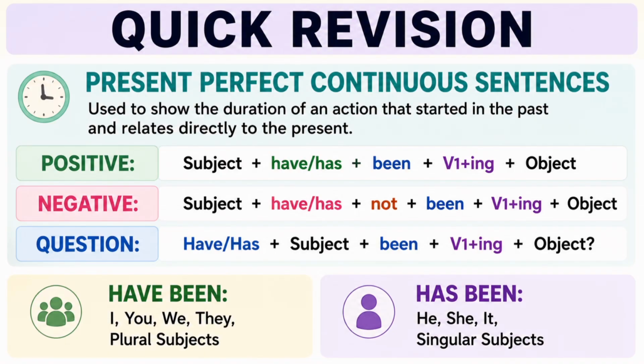Finally, remember this helping verb rule. Use have been with I, you, we, they, and all plural subjects. Use has been with he, she, it, and all singular subjects.